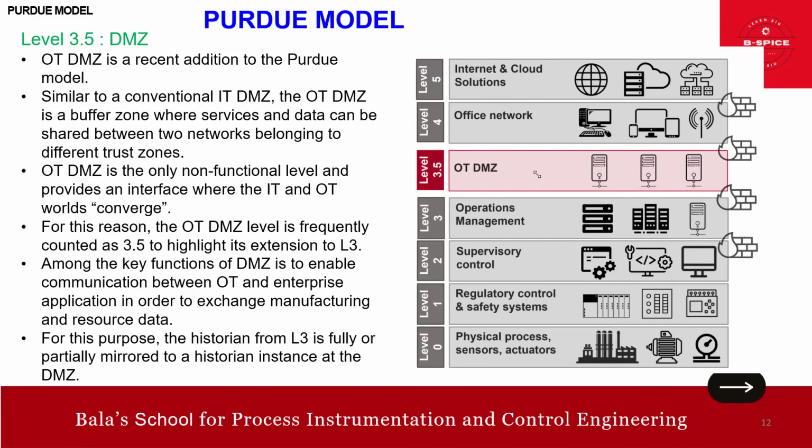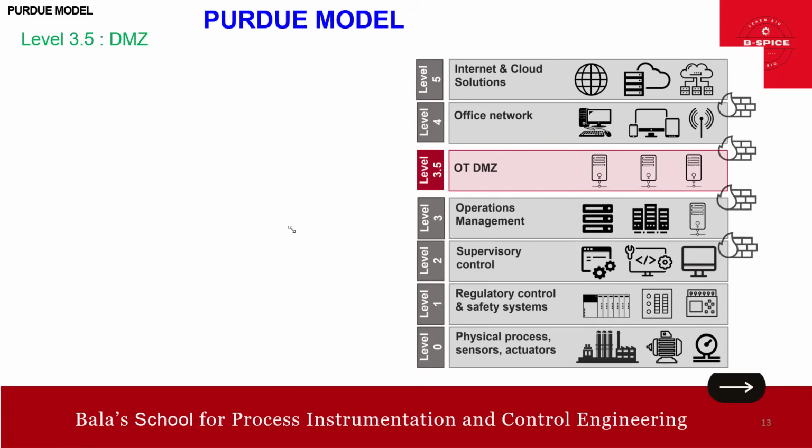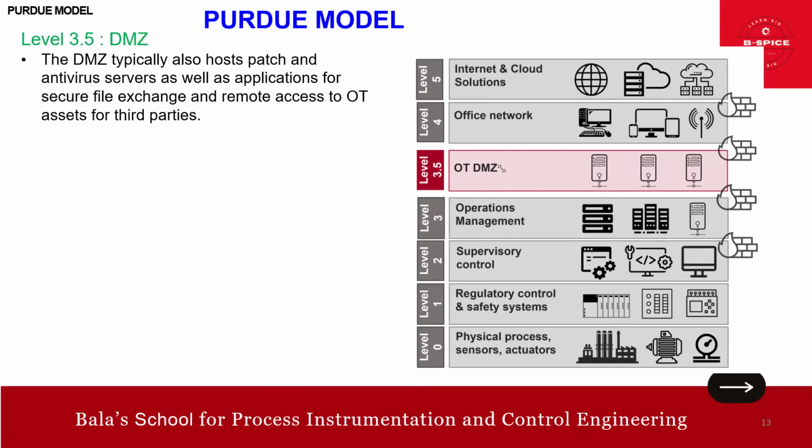Okay, friends, I hope you got something about the DMZ. Of course, there are a few more to add on. Your DMZ typically hosts patches, antivirus server, as well as applications for securing the file exchange between remote access to OT assets for third parties. For example, friends, in a plant, take a case of a Siemens turbine management system. They can access our industrial assets only through this. They cannot directly go here and access. They have to come through this.